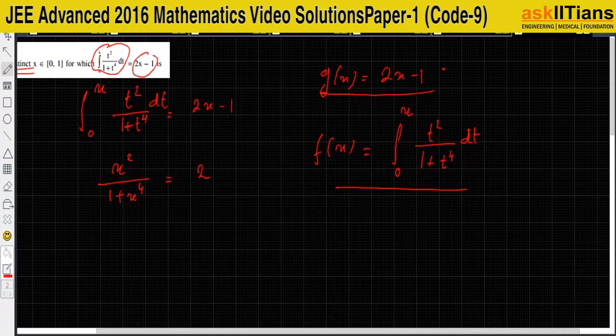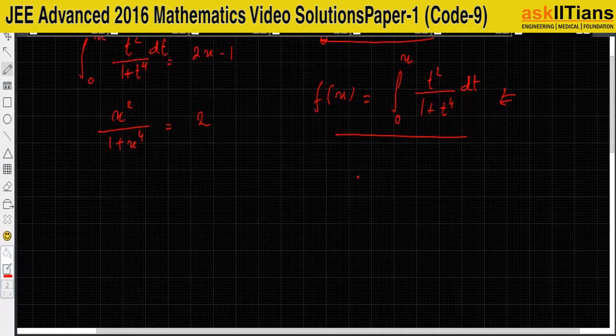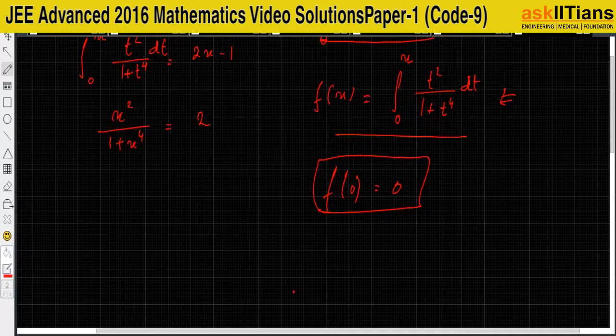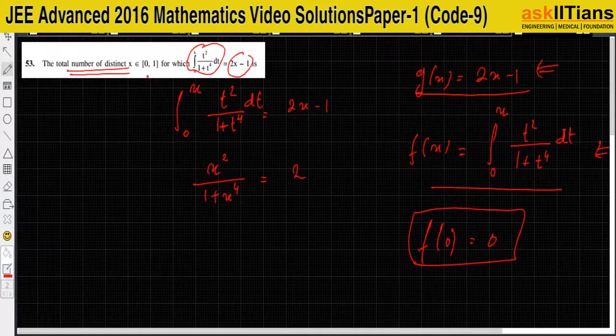So I can easily plot this straight line. How to plot the graph of this function is actually a little tricky. Tell me what will be the value of f(0). If I put x equal to 0, I'll get integration from 0 to 0, and that will be 0, right? So f(0) is 0. I need to plot the graph of both functions between 0 and 1 only, because I need to find the total number of distinct solutions between 0 and 1 only. So I'll simply plot both functions in 0 to 1, and then find the total number of intersection points.